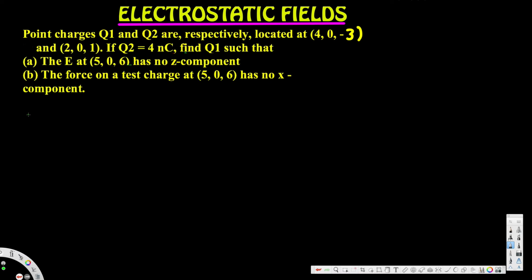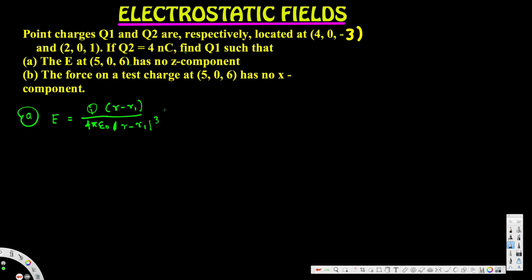Okay, now let's look at the A part. A part is asking the E at (5, 0, 6) has no Z component. So we have to find out Q1 in this situation. Here we are dealing with point charges, and the electric field for point charges is given by this equation: E is equal to Q over 4 pi epsilon naught, and in the numerator we will have R minus R1, and then in the denominator we will have the magnitude of R minus R1 cubed. So this is for one charge.